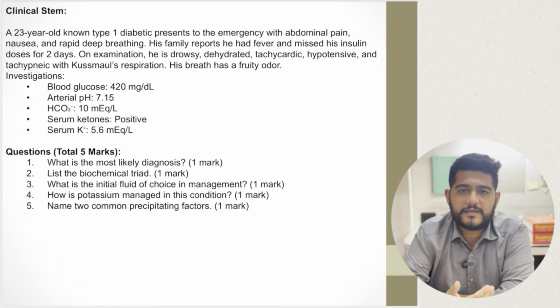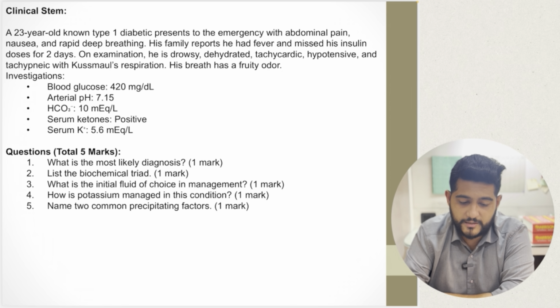I think this is a very clear-cut history which we all have encountered day in and day out in emergencies, and is the most common emergency question which can be given in OSCEs or can be asked in the table vivas. I think you have already figured out the diagnosis. So the questions are: what is the most likely diagnosis, biochemical triad, the initial fluid of choice, how is potassium managed in this condition, and 2 common precipitating factors.